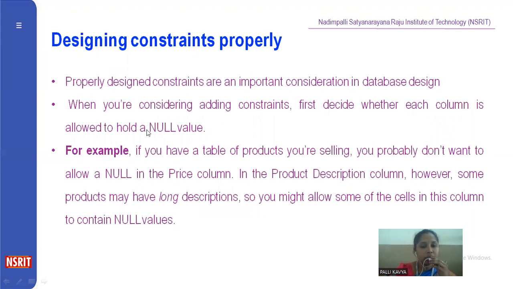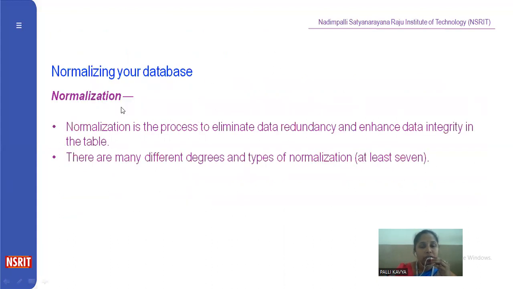For example, if a column should not hold a null value and you are not storing any value, it will raise an error that it should not be null. Like that, we have to give a constraint. If you have a table of products you are selling, you probably do not want to allow a null in the price column. It may be zero or some fixed price. If we enter a null value, it might be a problem. That's why considering constraints is very good when designing a database.